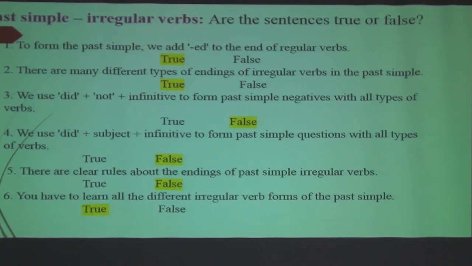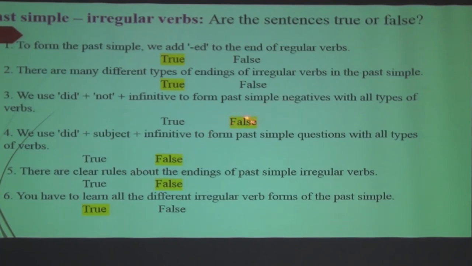For example, we have buy, bought, bought. Drive, drove, driven. For the simple past, we have drove. For buy, we have bought. So different endings. For number three, we use did plus not plus infinitive to form past simple negatives with all types of verbs. No.